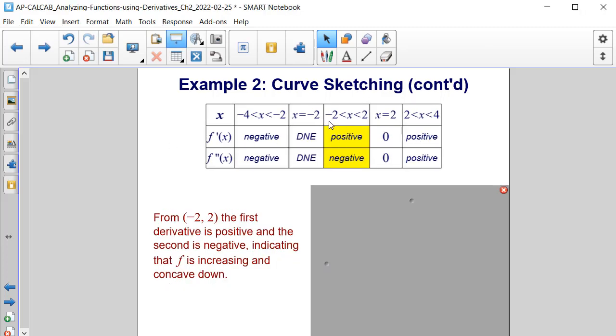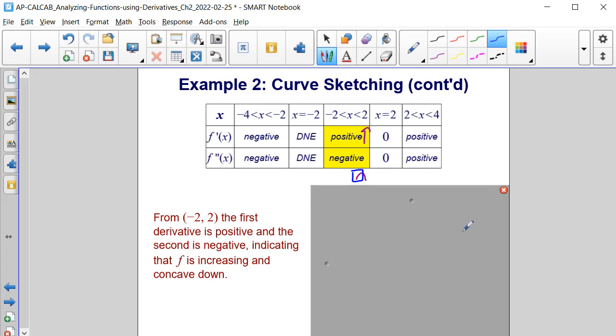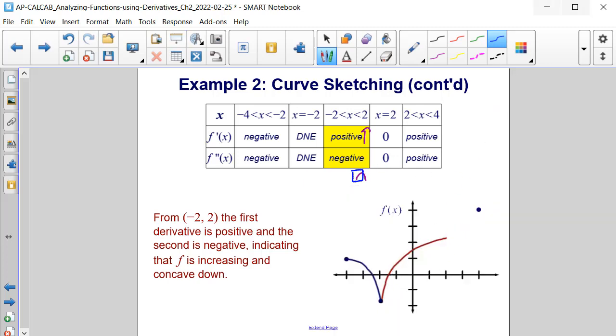Now if we look at the interval from -2 to +2 for x values, the first derivative is positive, meaning the function is increasing. And the second derivative is negative, meaning it is concave down. So of this concave down section, it's going to be this left portion of it. So we're going to add that to our graph. From -2 to 2, we're going to have a curve that curves upward and is concave down. So it looks something like this.